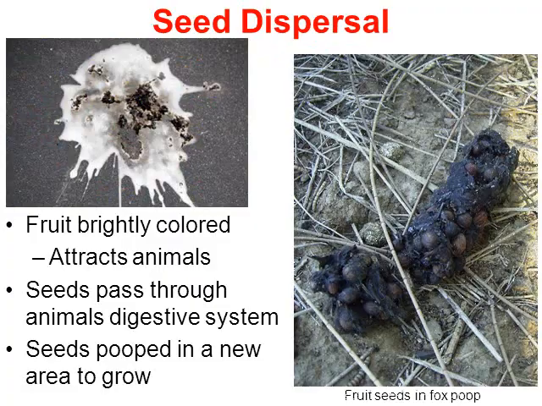Here we have a couple pictures of poop. Bird poop on the left, fox poop on the right, and especially in the fox droppings, you can see the clusters of seeds there. So the fox ate some fruit and ran away, and then eventually went to the bathroom and dropped the seeds in its poop.